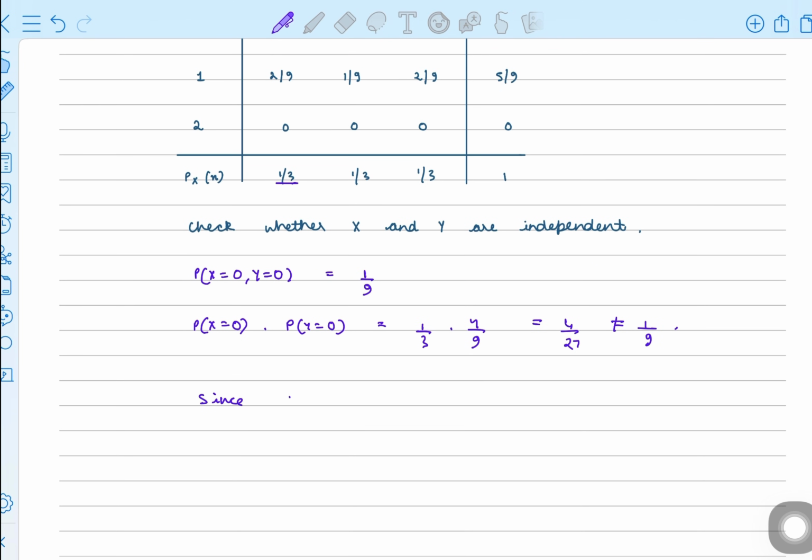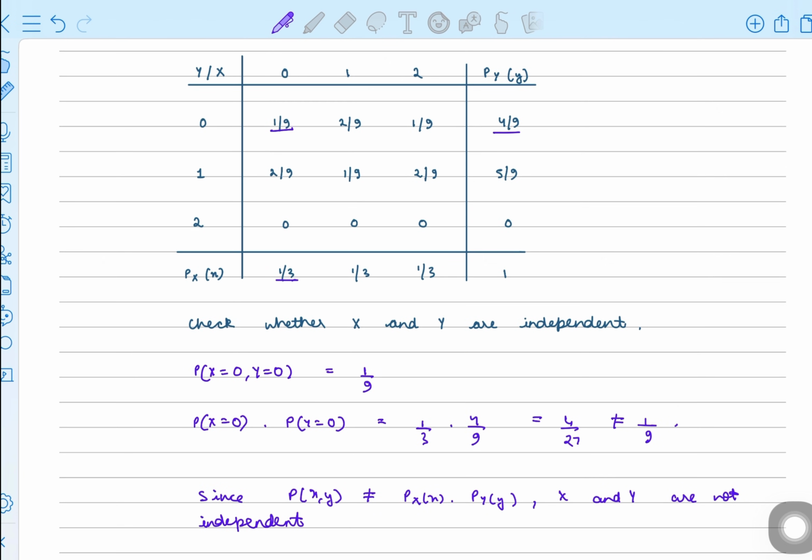Since the probability of x comma y is not equal to the probability of x times the probability of y, x and y are not independent. This holds true for all points. If, for example, this equation held true for this point, it wouldn't necessarily mean that the random variables x and y are independent. If the equality is satisfied at one point, we must check at other points as well. And if it isn't satisfied at even one point, then the random variables won't be independent.